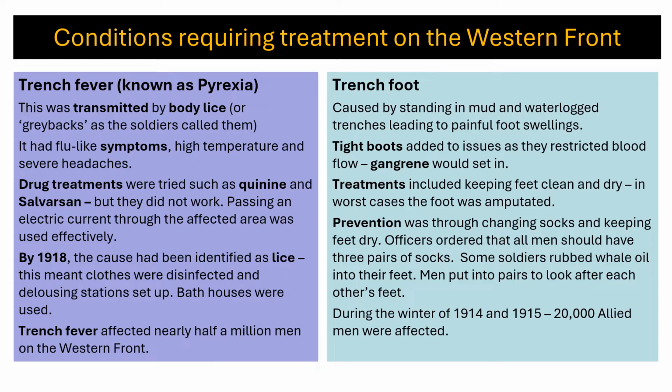Okay, so in terms of conditions requiring treatment on the Western Front, one of the conditions was called trench fever, or sometimes known as pyrexia. This was transmitted by body lice, or greybacks as the soldiers called them. It had flu-like symptoms, high temperature and severe headaches. Drug treatments such as quinine and salvarsan were tried, but they did not work. Passing an electric current through the affected area was also used.